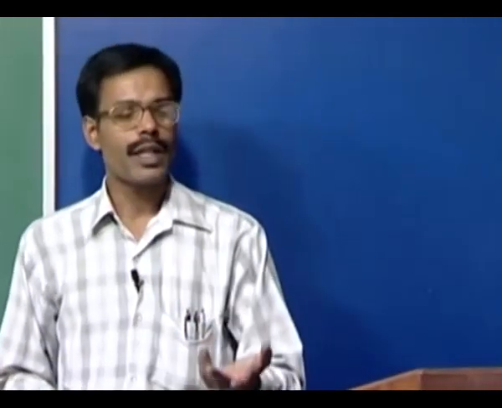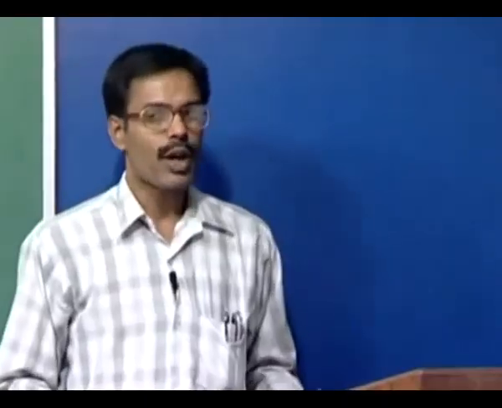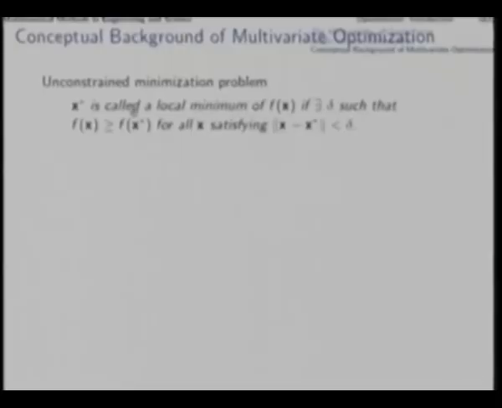Now, in an unconstrained minimization problem, a point x star is called a local minimum of the function if there exists a delta, whatever small you like to choose, such that within a ball centered at the current point x star and radius delta, all points have a function value which is greater than or equal to that of the current point under question. Then the current point x star is called a local minimum point.